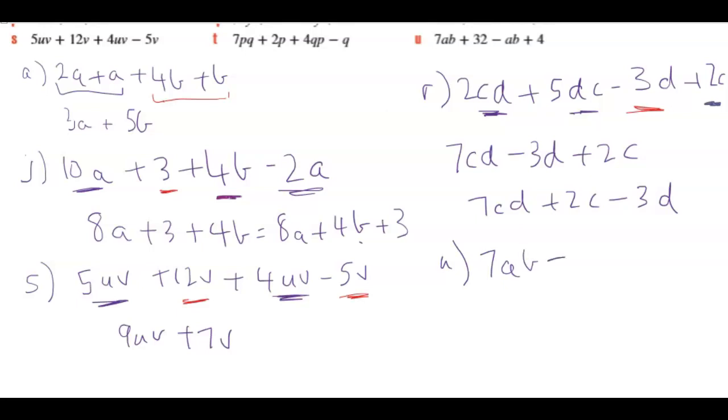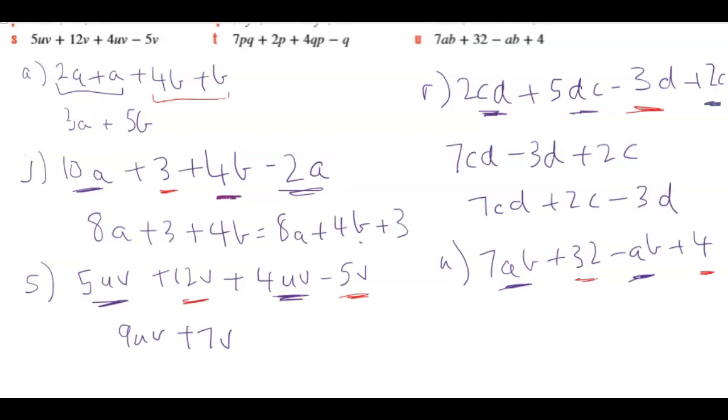7AB plus 32 minus AB plus 4. So I'm going to underline the like terms. So we've got an AB here, another AB. And I'm just going to get my red pen. And we've got a constant here and another constant, so they're actually like terms, so we can add them. Let's get my other pen up.